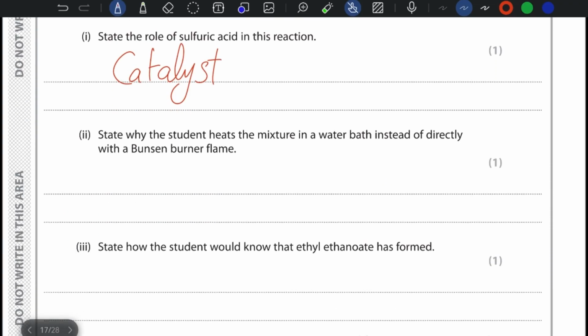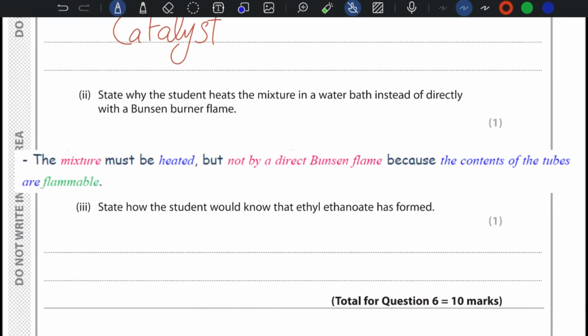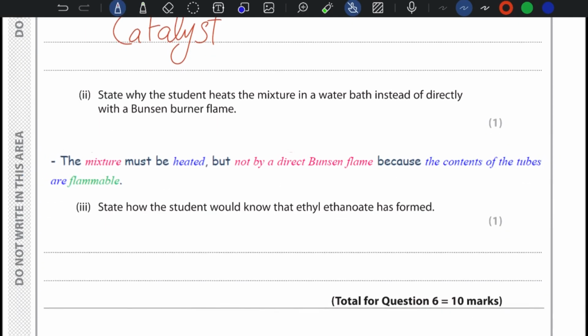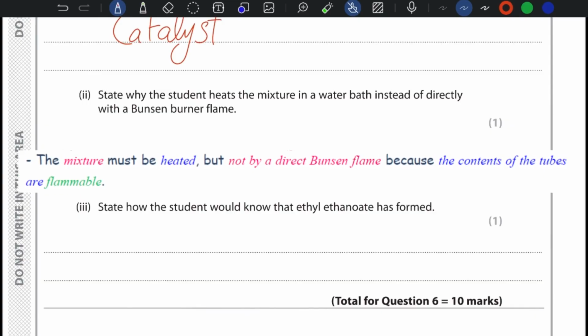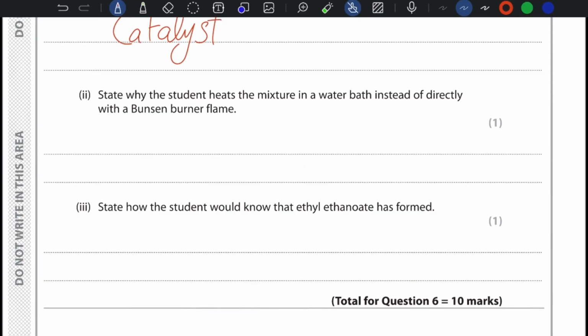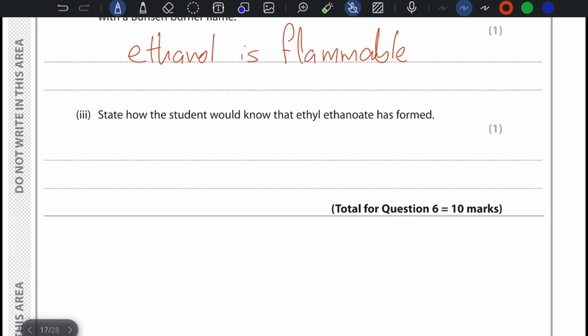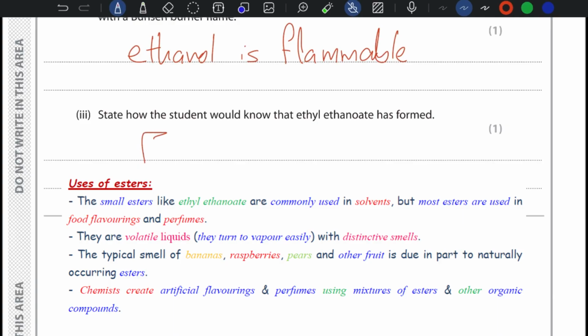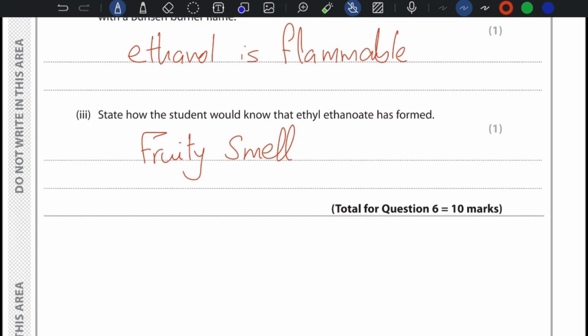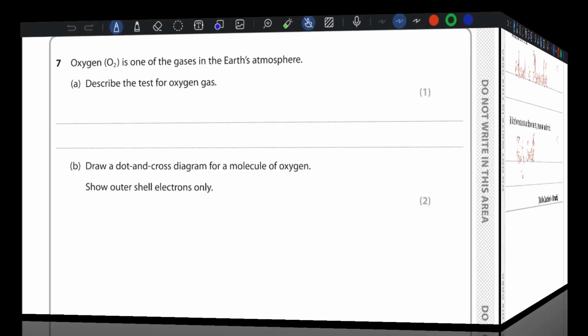State why the student heats the mixture in a water bath instead of directly with a Bunsen burner flame, because ethanol is flammable. State how the student would know that ethyl ethanoate has been formed from its fruity smell. That's for question 6. Question 7.